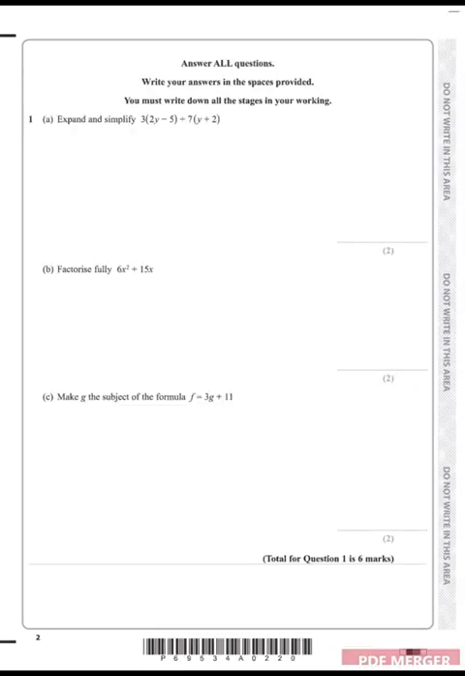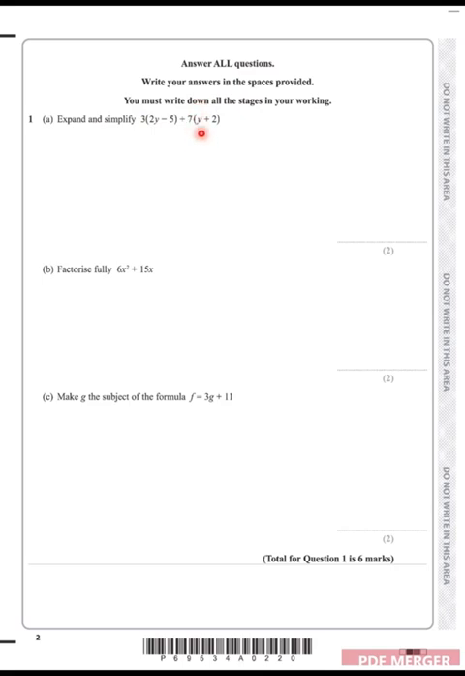Expand and simplify 3, open bracket, 2y minus 5, close bracket, plus 7, open bracket, y plus 2, close bracket, 2 marks. So to solve this question, expand means multiply each expression inside the brackets. So starting off with 3 times 2y. 3 times 2y is equal to 6y. 3 multiplied by minus 5 is equal to minus 15. So that's the first set of brackets done.